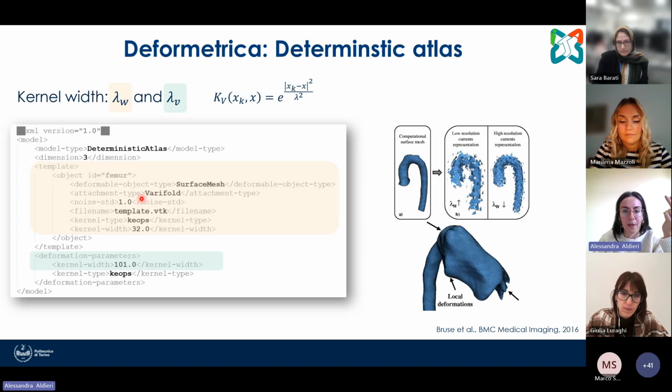Here, lambda W defines, as can be seen very nicely in this picture from a paper in the literature, the resolution with which the shapes will be represented. So you see that as we decrease lambda W, we get a much better resolution of our shapes. While lambda V, which is the kernel width which defines the other kernel, is related to the deformation of the template to match each patient-specific shape. In fact, this parameter affects the number of control points and therefore the number of moment vectors.